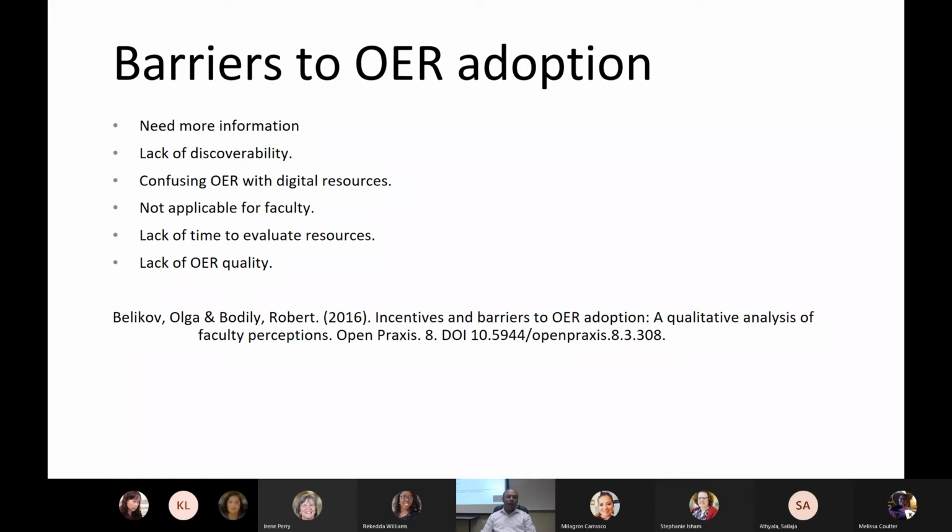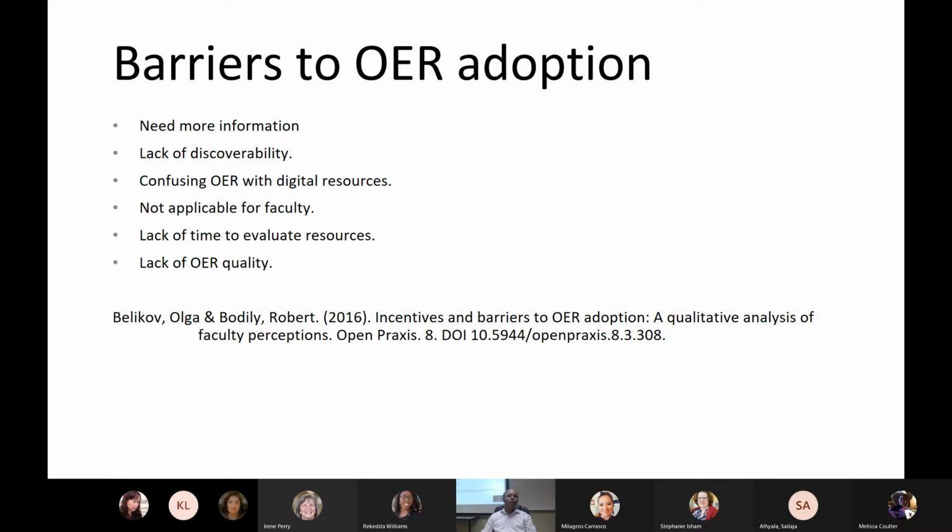Thank you, Stephanie. Another barrier is lack of discoverability, because many of the faculty members want to adapt OER for their course, but they don't know where it is available, because nowadays many OER repositories exist. You have to look where you actually get your stuff.